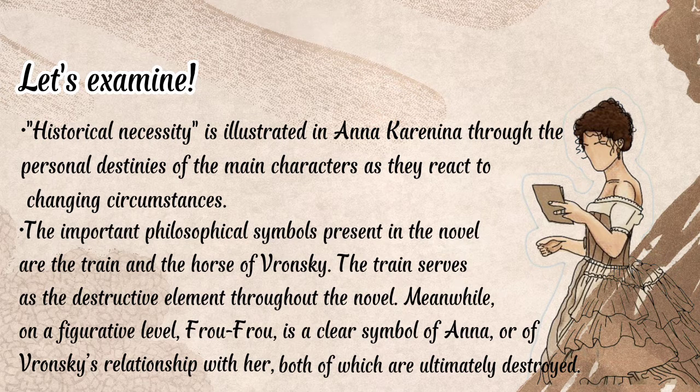Moreover, based on the novel, the important philosophical symbols present in the novel are the train and the horse of Vronsky. The train serves as the destructive element throughout the novel. Meanwhile, on a figurative level, Frou-Frou is a clear symbol of Anna or of Vronsky's relationship with her, both of which are ultimately destroyed. Trains are the most important symbols in the story of Anna Karenina due to their prominence in the storyline of Anna and Vronsky.